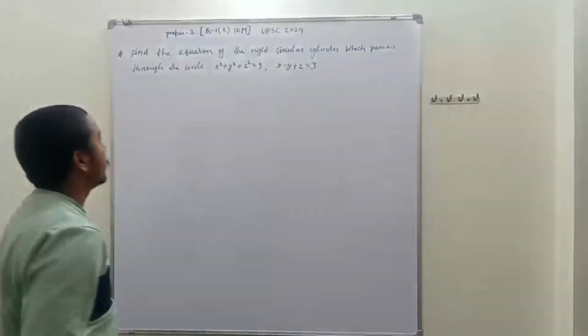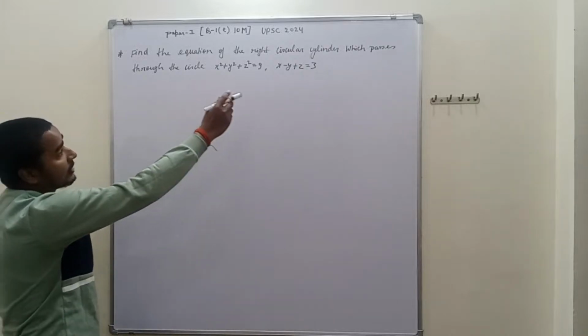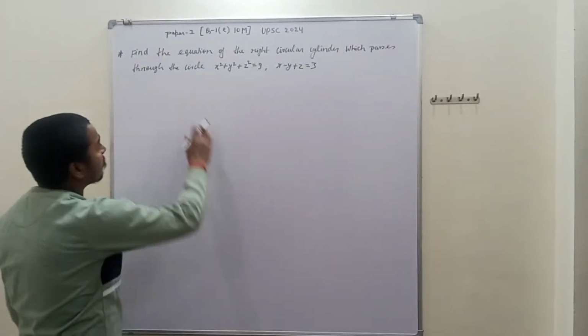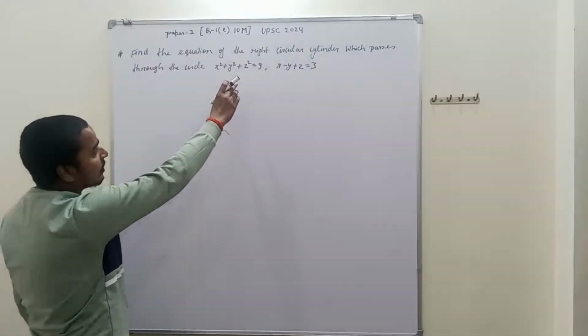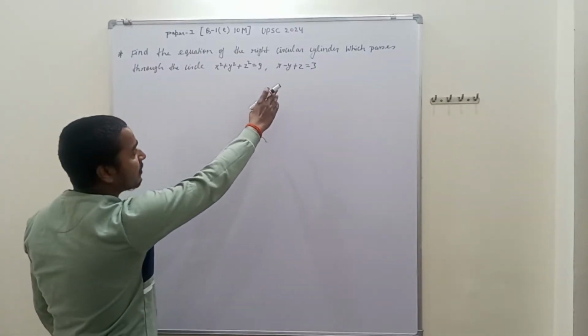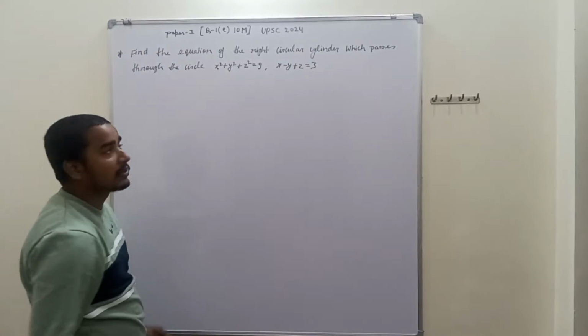Here in the question, find the equation of the right circular cylinder which passes through the circle x square plus y square plus z square is equal to 9 and x minus y plus z is equal to 3. Let's solve the problem.